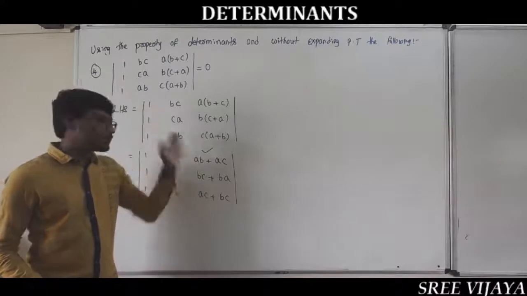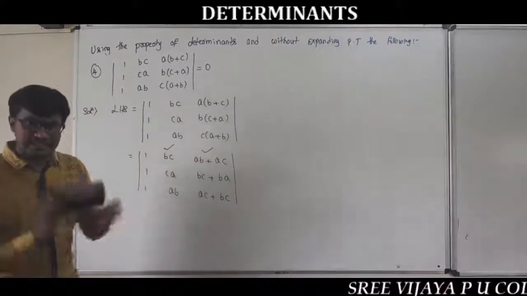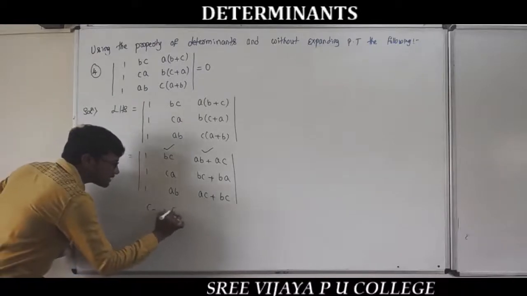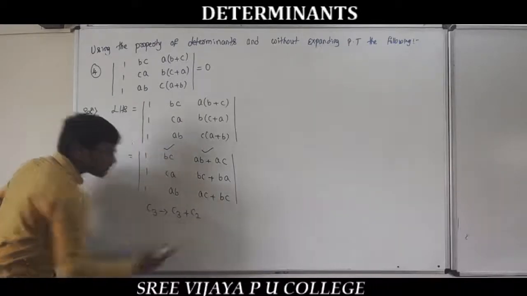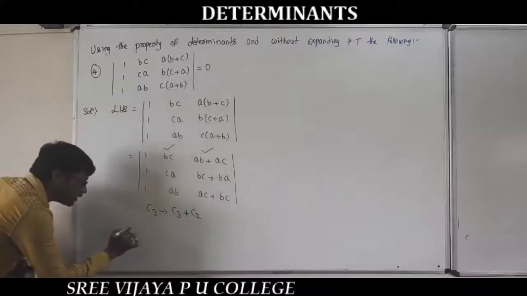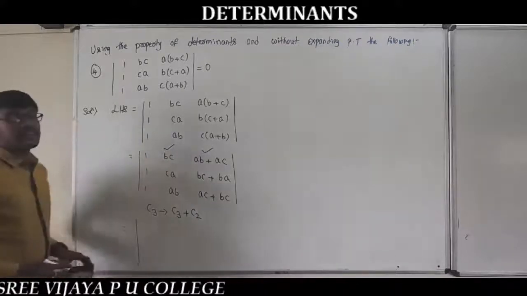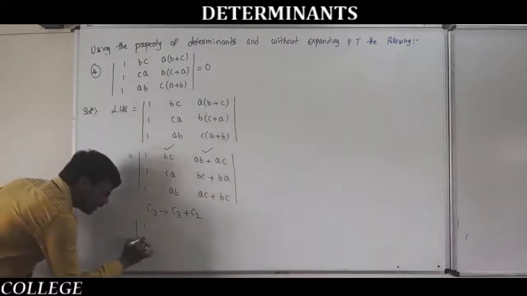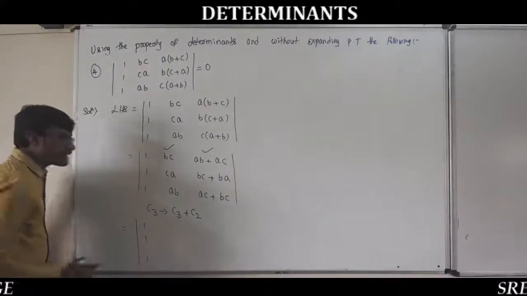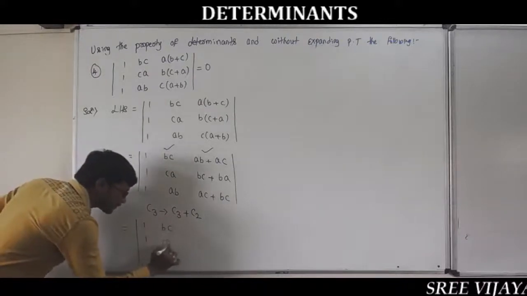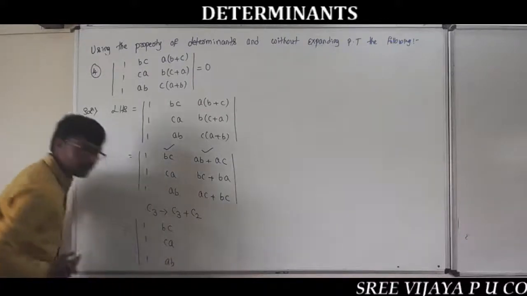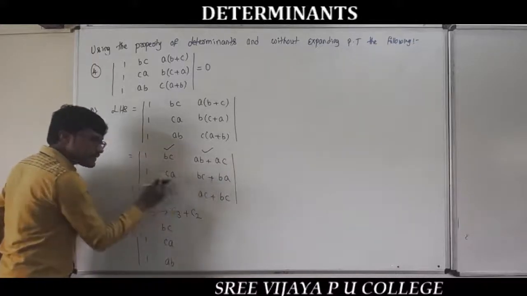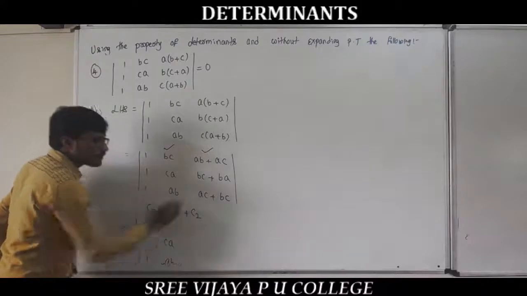You can take that as a common, and you will get 1 1 1, here 1 1 1, obviously it is identical. So for that I will apply column 3 changed to column 3 plus column 2. So in place of column 3, write the corresponding elements of column 3 added to the corresponding elements of column 2. 1, 1, 1. Column 1 as it is. BC, CA, AB. And column 3 we can write as this plus this, this plus this, this plus this.